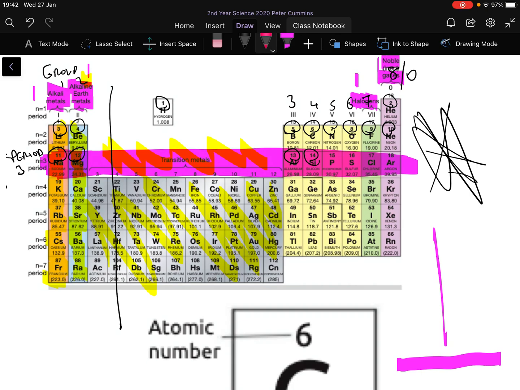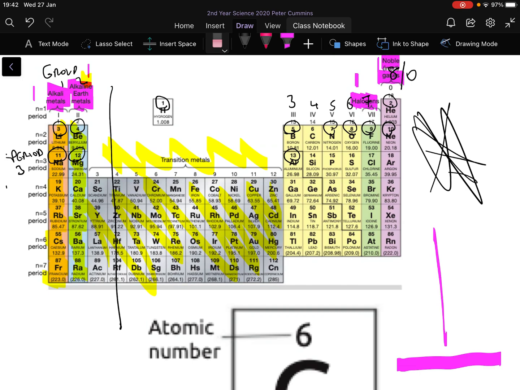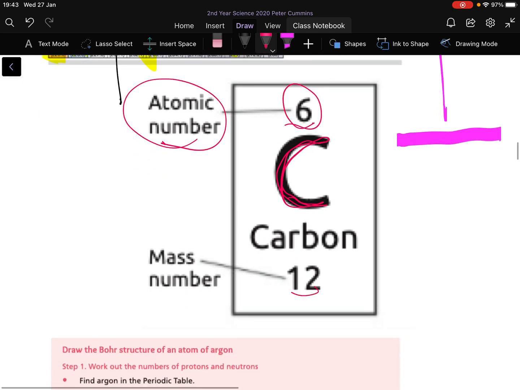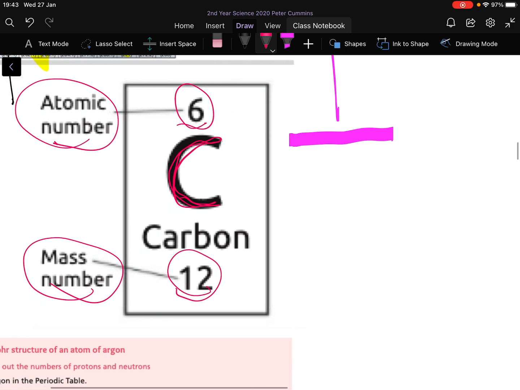Okay, right. Now, what I'm going to do is pull out one. So I'm going to pull out this one here. I'm just going to get rid of this stuff for a second. I'm going to pull out carbon, this one here. So I'm pulling out the whole square, and I'm bringing it down here. Here's carbon. Now, carbon has a big C, there's your symbol, and it has 6, which is your atomic number, and it has a 12 in it, which is your mass number.